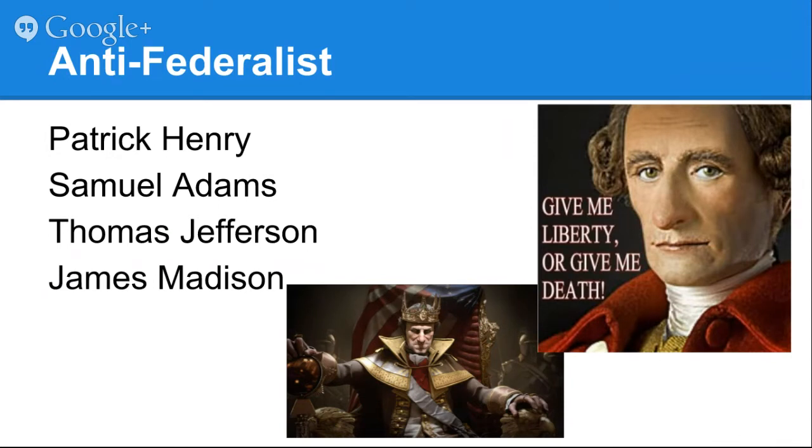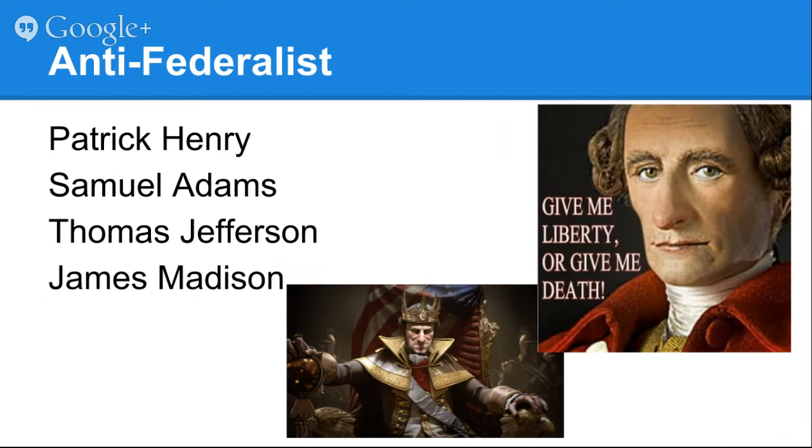The state has the more powerful government. We have people like Patrick Henry and Sam Adams. We remember from the Revolution video that Patrick Henry and Sam Adams were very tight. They were very good friends. They fought together very much so. We have Thomas Jefferson. We have James Madison. All of these people are Anti-Federalists, and they wanted to avoid having another king.